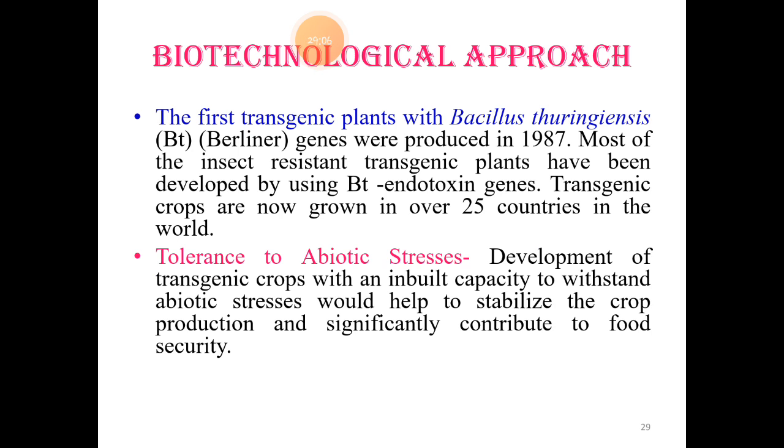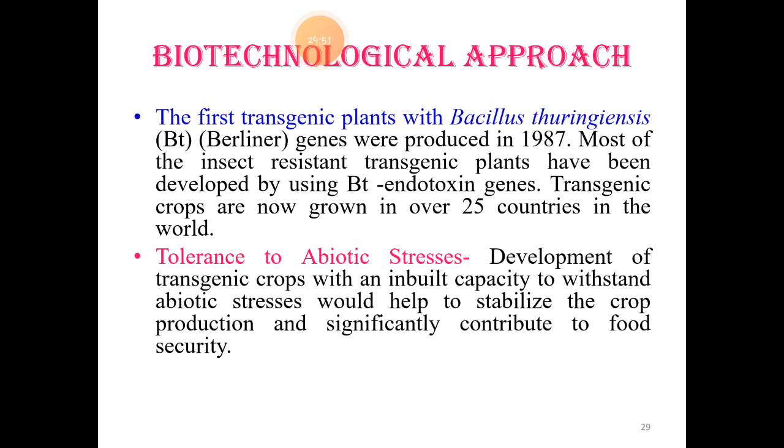The first transgenic plants with Bacillus thuringiensis were produced in 1987. The transgenic plants with resistance suppress the pest infections. They are widely used against pests that destroy the plants by feeding, that is phytophagous insects. As I said, phyto means plants, phagous means feeding. Insects that feed on the plant are called phytophagous insects. Such insects are killed by using this technique.